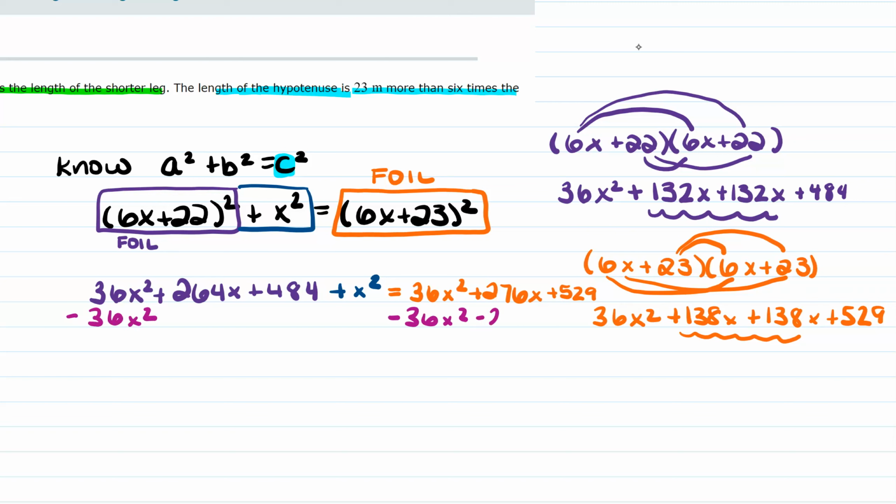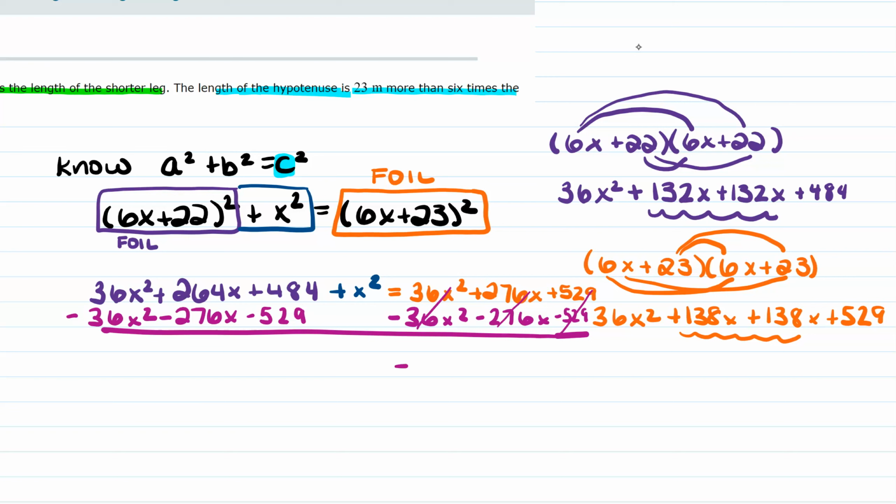Let's subtract 276x. And let's subtract 529. Because it's a Bobo pen. Over here, these all cancel, right? So we just have equals 0. But on this side, I got to do a little bit of work. But some really great things are going to happen.